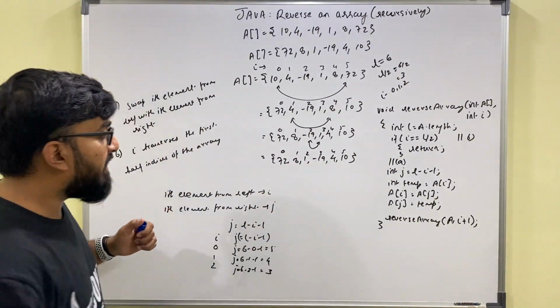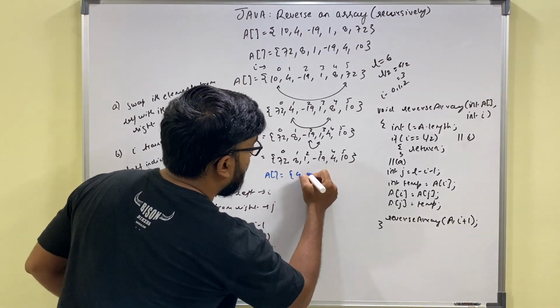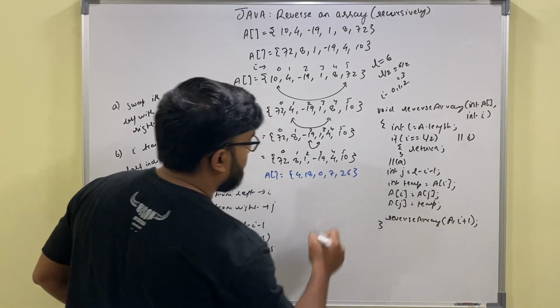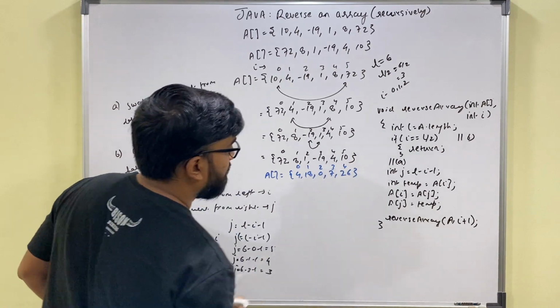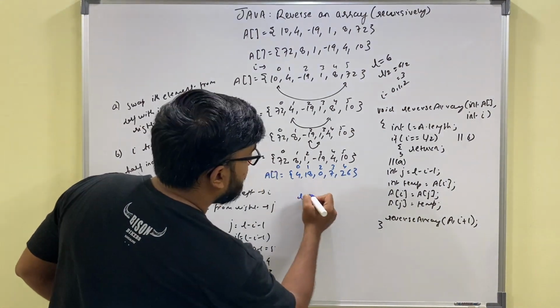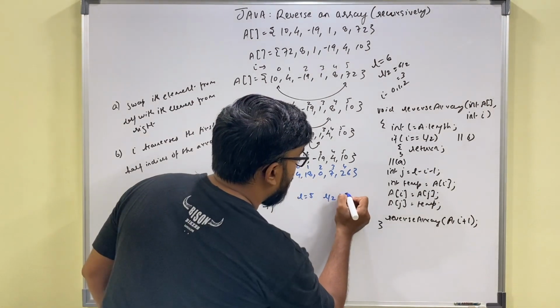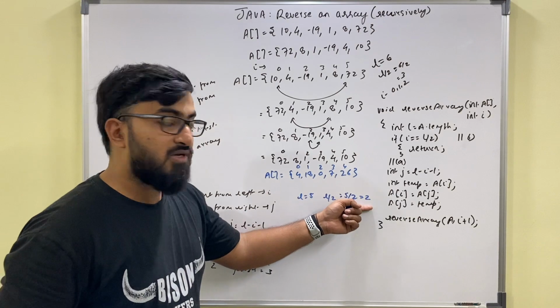Okay, so let me take an array of length 5. So if I have A equal to 4, 18, 0, 7 and 26, with indices 0, 1, 2, 3, 4. L in this case is going to be 5. L by 2 is integer division. 5 by 2 is going to give me 2. Integer division gives only the quotient.